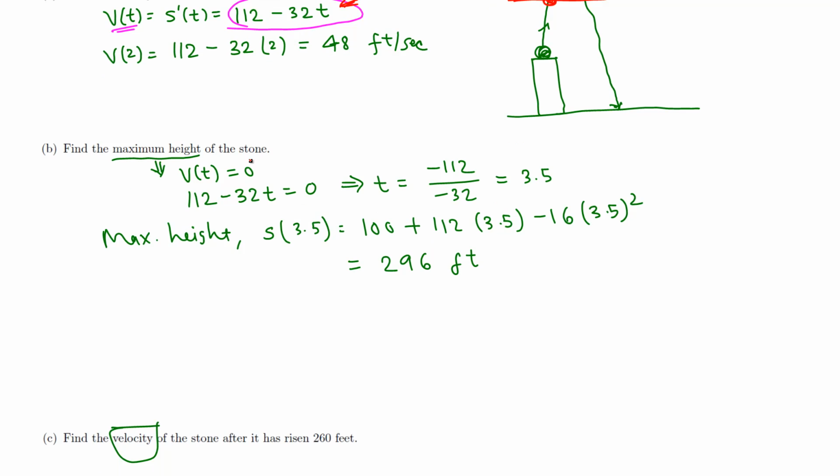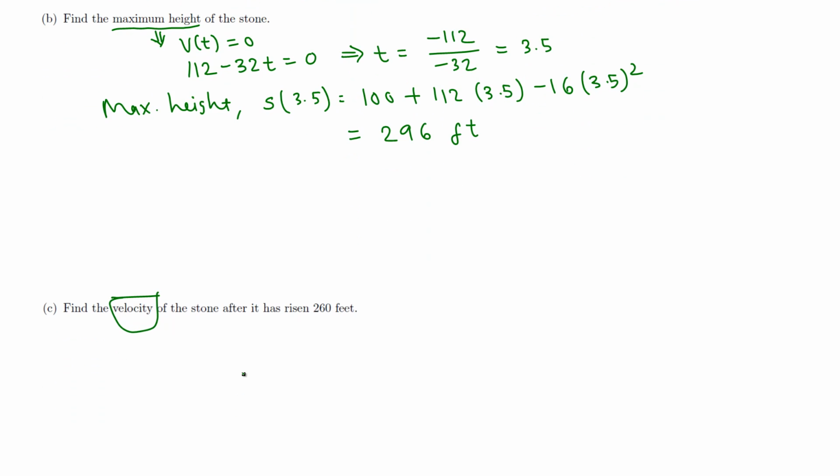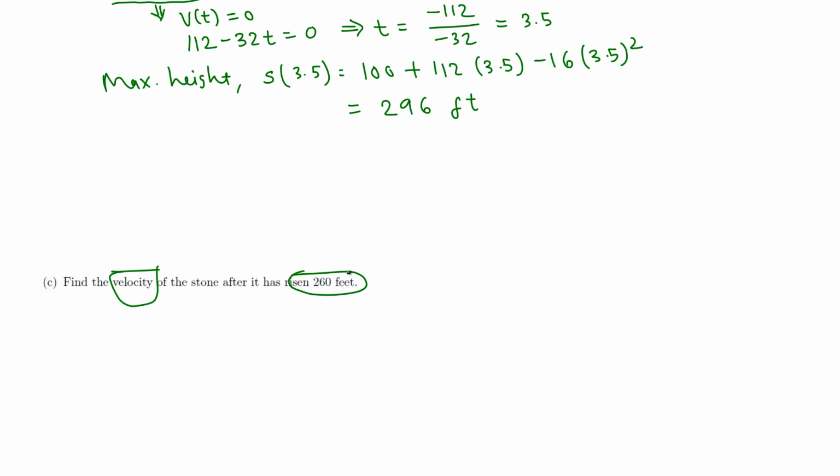So let's come back here. This is the height, 260. We said the height, s(t), is given in the question. Height is 260, so 100 plus 112t minus 16t squared equals 260. Now we need to solve for t.